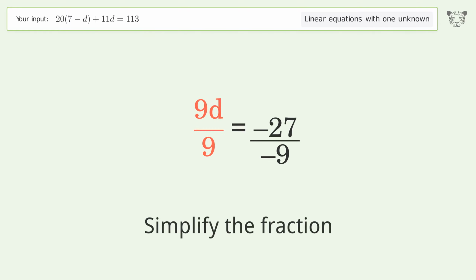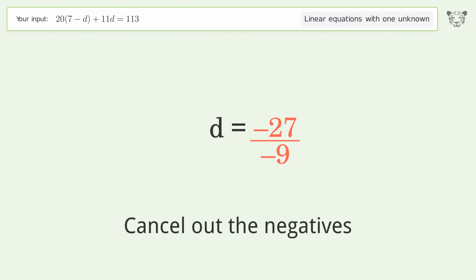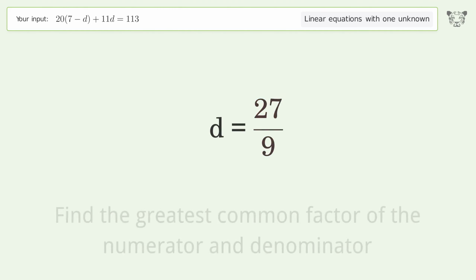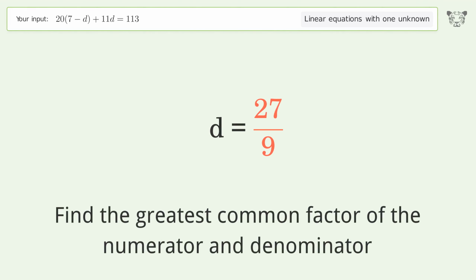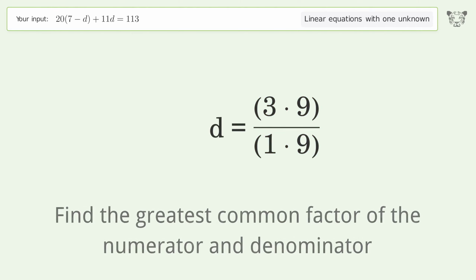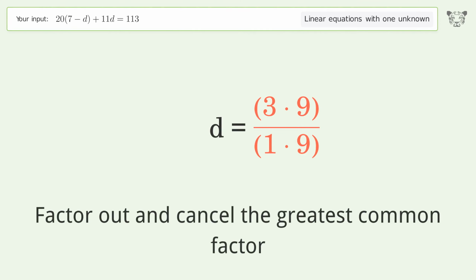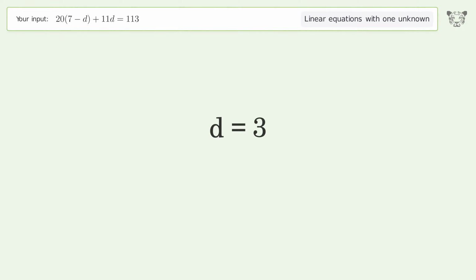Simplify the fraction. Cancel out the negatives. Find the greatest common factor of the numerator and denominator. Factor out and cancel the greatest common factor. And so the final result is d equals 3.